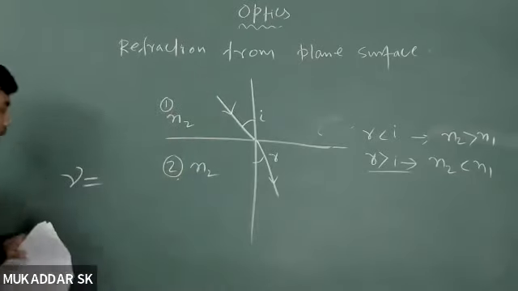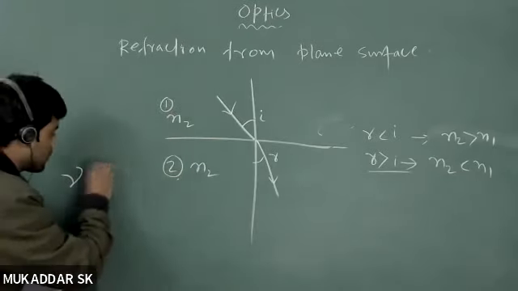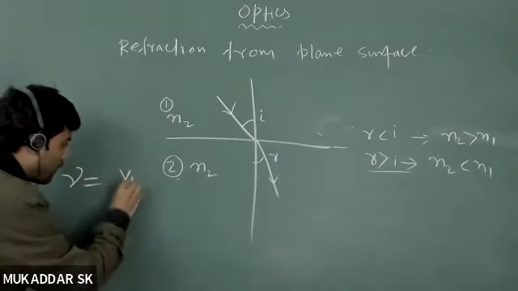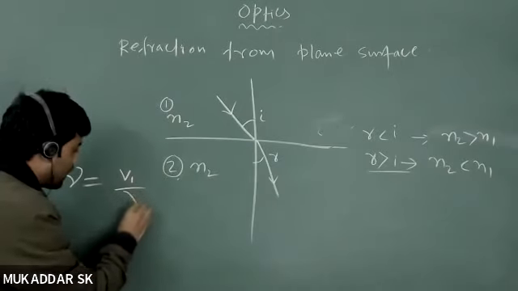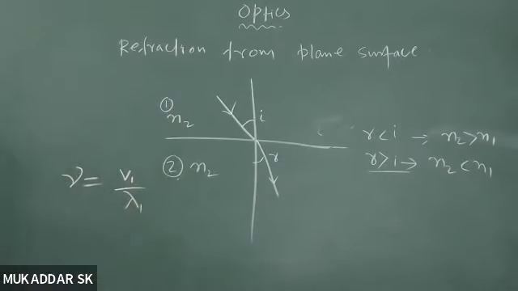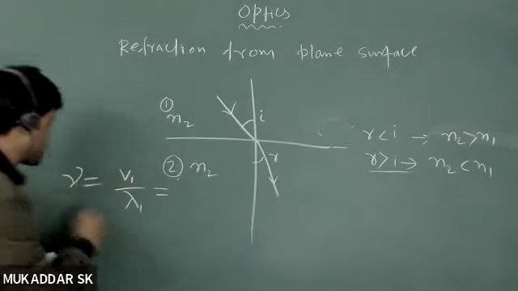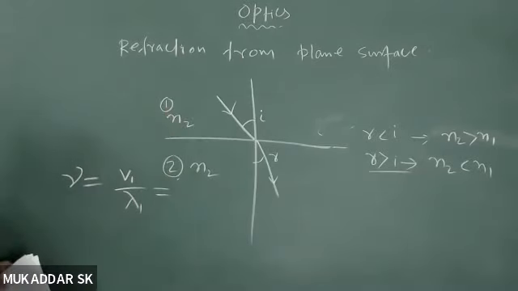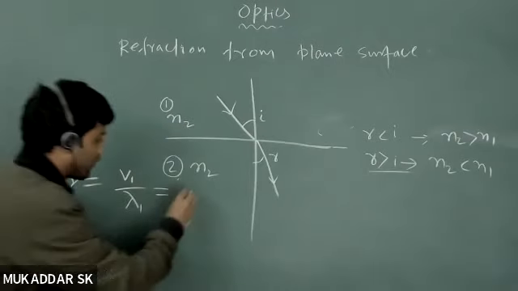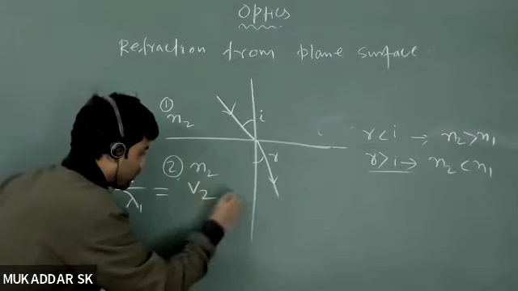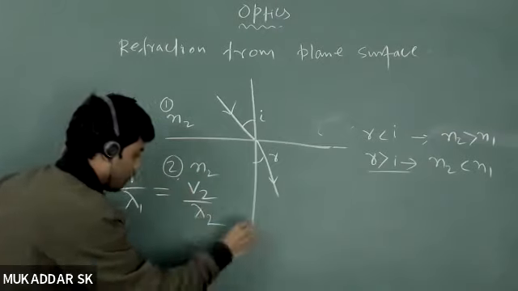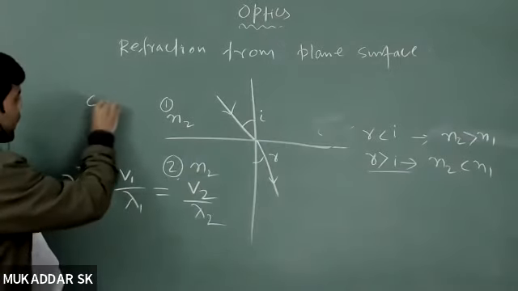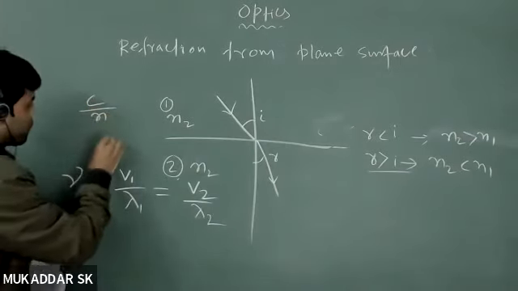For medium 1, nu is the velocity of the electromagnetic wave in medium 1 divided by the wavelength of light in medium 1. Because nu is not changing, it is the same for medium 2, so nu is the velocity of the electromagnetic wave in medium 2 divided by the wavelength in medium 2. And we know v is the speed of light in air divided by the refractive index of the medium.